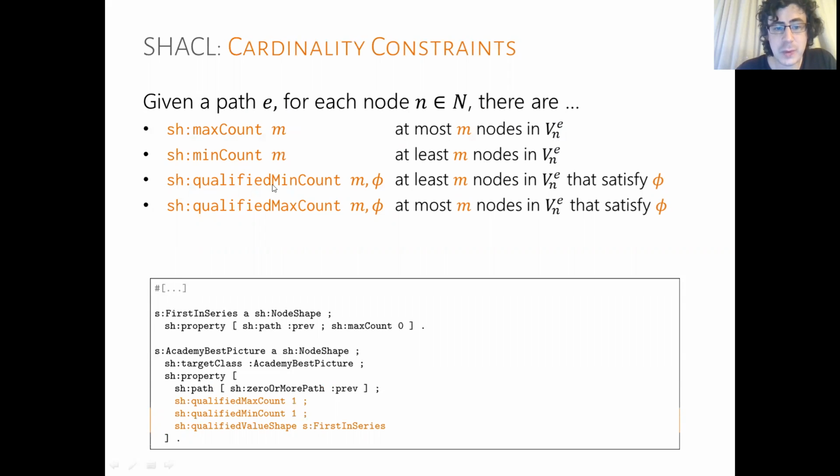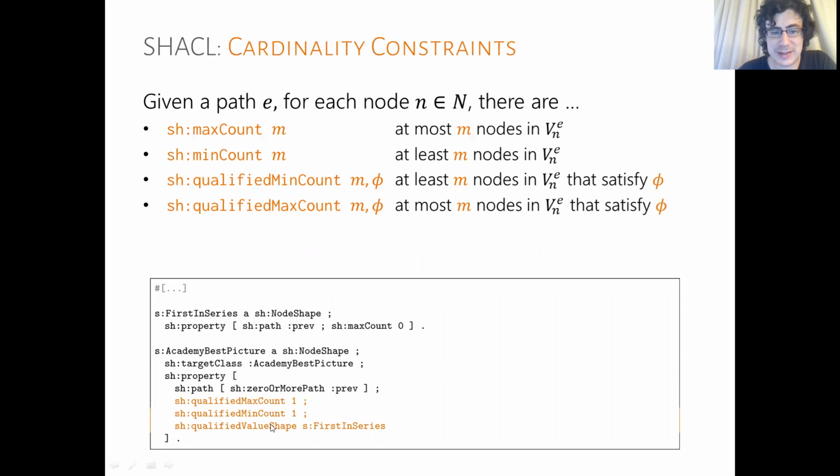So we also have these qualified min count where we additionally specify a shape. So then it's quite similar. We have at least M nodes connected to N through a path of E, but they must satisfy the shape. So if they don't satisfy the shape, we don't count them, okay? So it might have even more. Okay? And we have a qualified max count. So let's take an example. We've already seen a bunch of examples of max count and min count. So even here, sorry, there's a max count of 0.